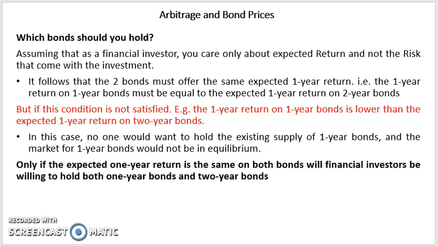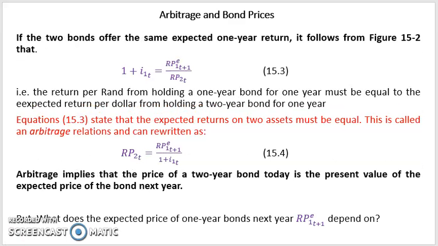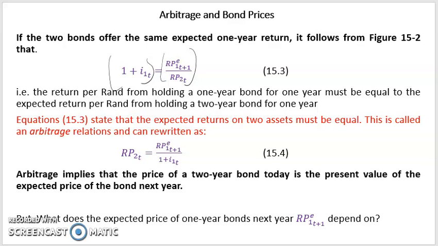So only if the expected 1-year return is the same on both bonds will financial investors be willing to hold both 1-year bonds and 2-year bonds, which is the concept of arbitrage. And let's explore it a bit further. If the 2 bonds offer the same expected 1-year return, it follows from figure 15.2 that the return on a 1-year bond must be equal to the return in 1 year of a 2-year bond.